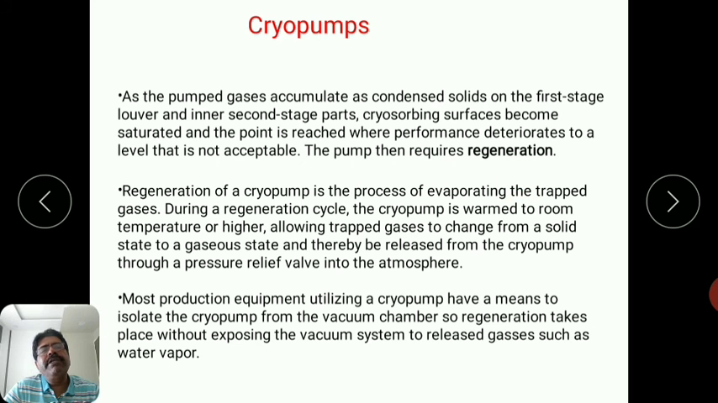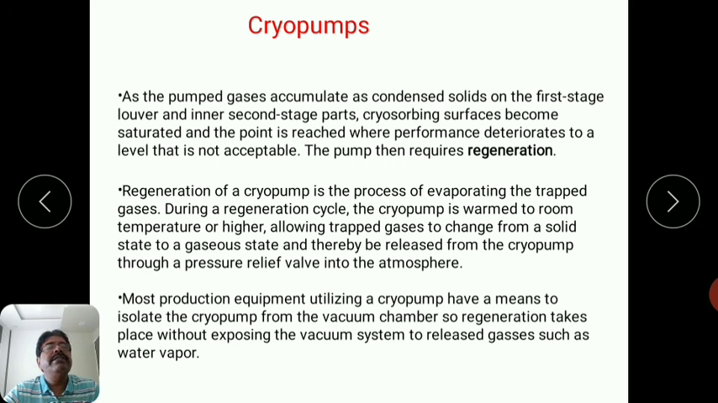So what is the process of regeneration? Let us try to understand here. Regeneration of a cryopump is a process of evaporating the trapped gases. The gas molecules are trapped, that means they are either condensed or adsorbed on certain materials like activated charcoal. There is no further space available, therefore they should be removed. This process of removing these condensed or adsorbed gas molecules from the surfaces is called regeneration.